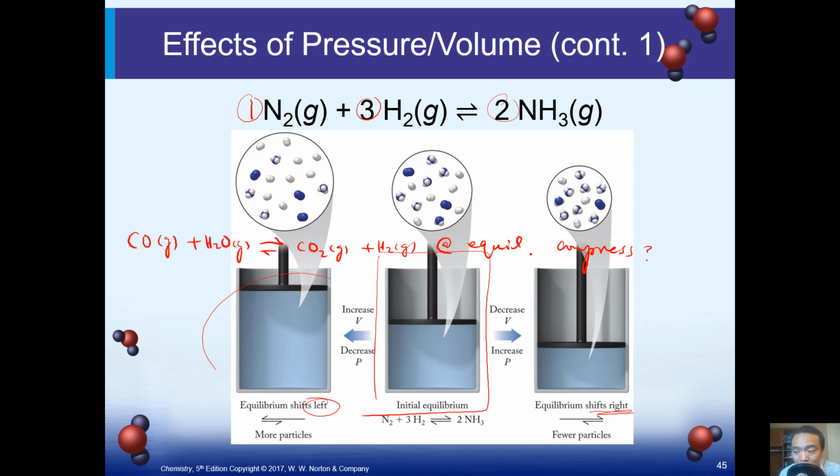Remember, when you compress it, the left side has 2 gas moles, 1 plus 1. The right side is 1 plus 1 as well. So you have exactly the same number of gas moles, so the reaction will not be shifting at all. If you compress it, no shifting. If you expand the container, no shifting either.